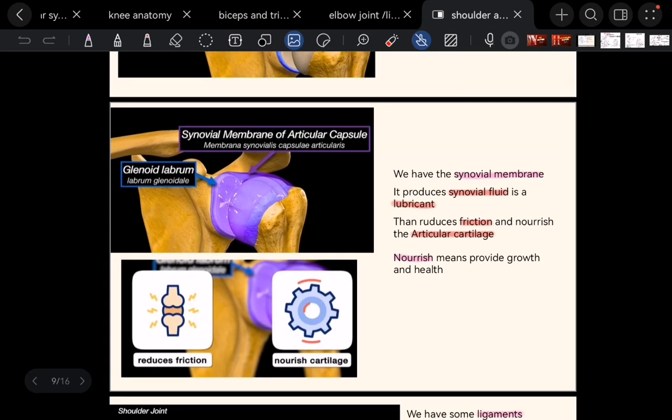Now, surrounding the shoulder, there is a synovial membrane. This synovial membrane contains synovial fluid, which acts as a lubricant, lubricating the joint and reducing friction between the glenoid fossa and the head of the humerus. It also nourishes the cartilage, meaning it keeps the cartilage healthier and stronger as well.